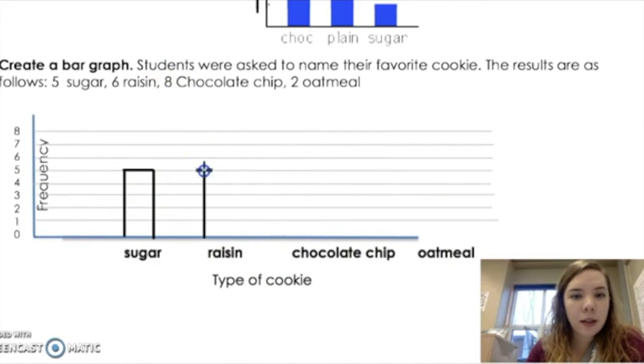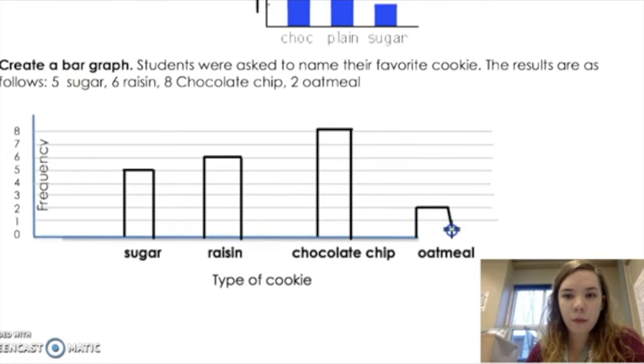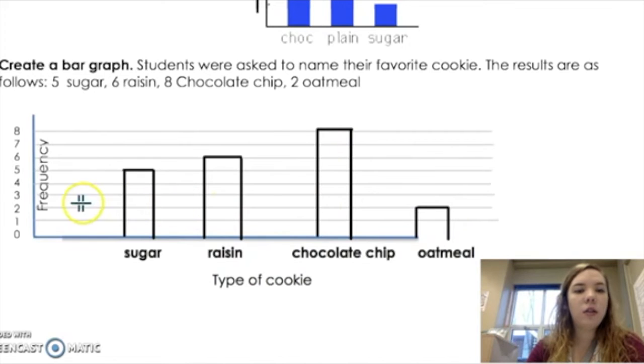6 people liked raisin. There's that. 8 liked chocolate chip. You want to try to make sure your bars are about the same width, because if you make one thicker than the other, then it can be misleading. And then oatmeal was 2 people. And again, we're human, we can't make everything perfect, but you want them to be the same width and straight across from their number if at all possible.